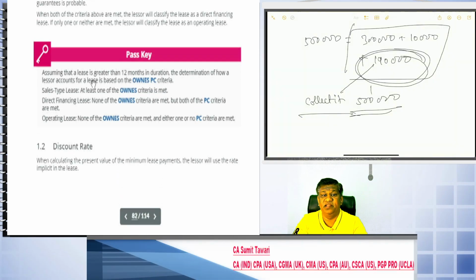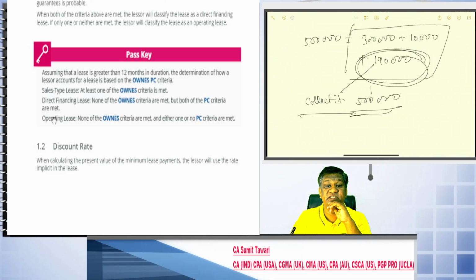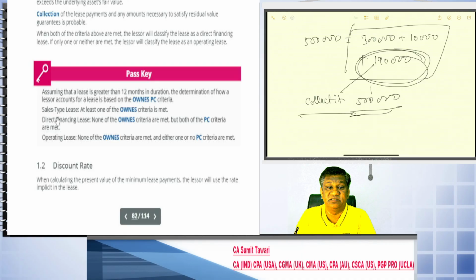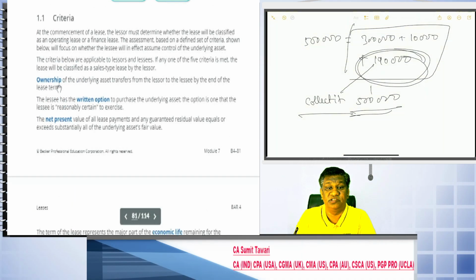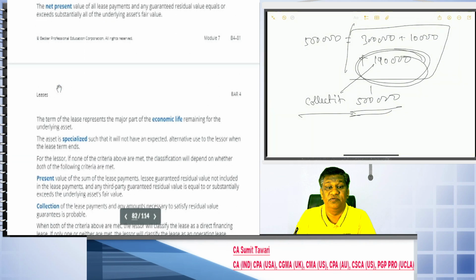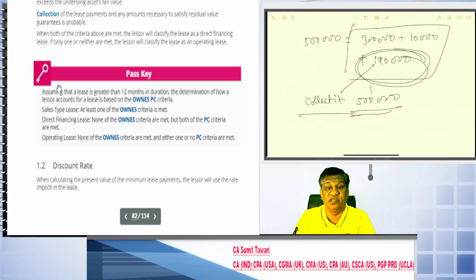So assuming that the lease is greater than 12 months in duration, the determination of how the lessor accounts for a lease is on the basis of the OWNS PC criteria. So sales type lease, at least one of the OWNS criteria is met, and direct financing lease, none of the OWNS criteria are met, but both the PC criteria are met. Okay, OWNS and PC is basically, this is PC, and OWNS is basically this one: ownership, return, net present value, economic life, and specialized.